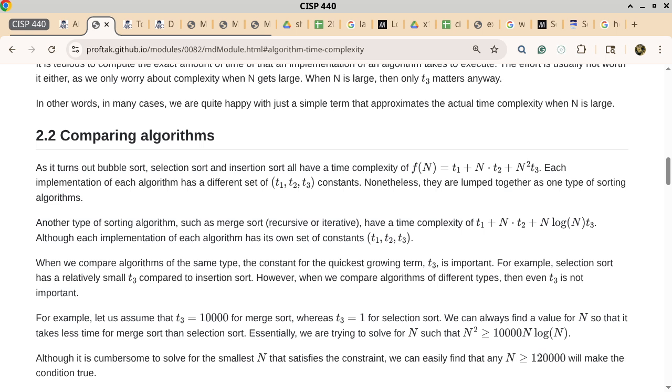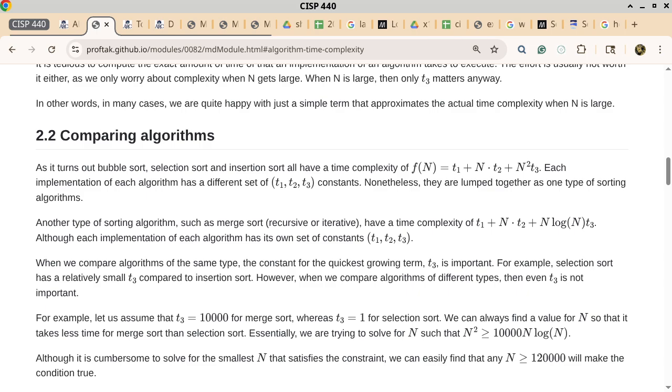So with merge sort, the time complexity is going to look like this. You have a T1, certain things you have to do exactly n times, and then certain other things you have to do n times log of n times, like that.